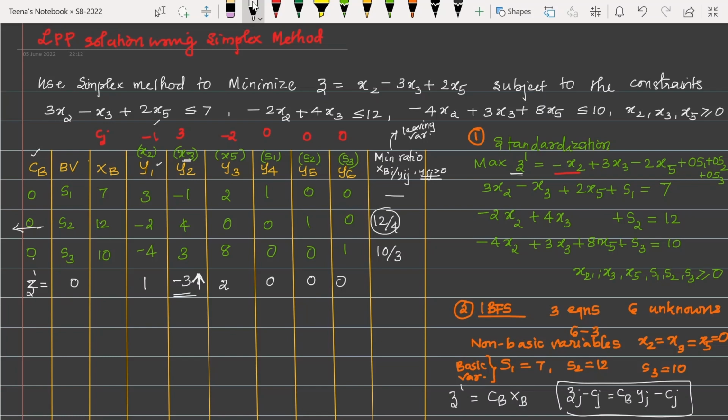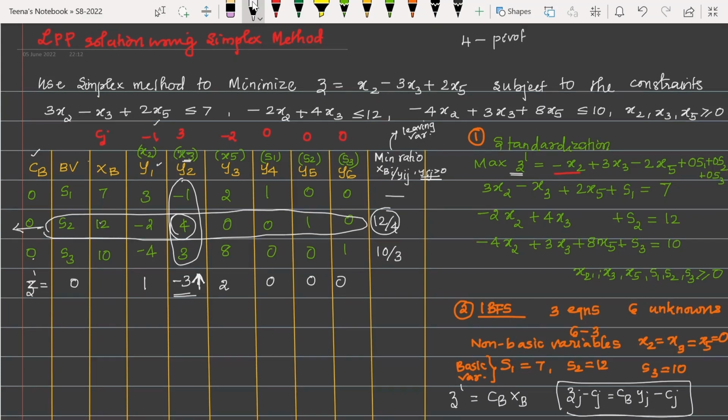Okay, so we got an entering column, and we got a leaving vector. This is the entering column and this is the leaving row. The element common to the entering column and leaving row is called the pivot element. So 4 is the pivot element. Pivot element means the leading element or the most important element. The remaining transformation to the second iteration depends upon this pivot element 4.